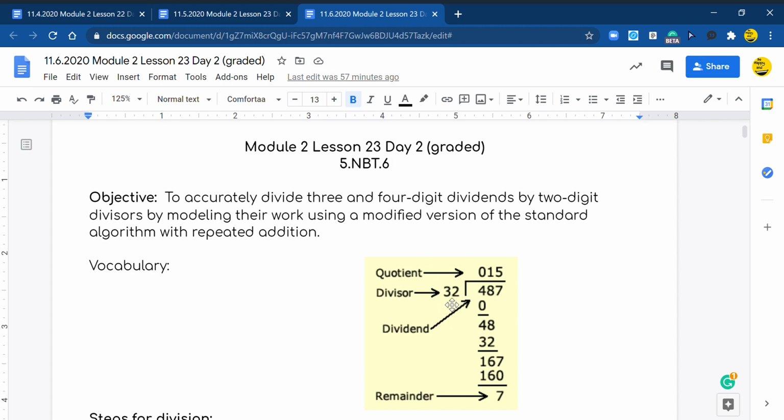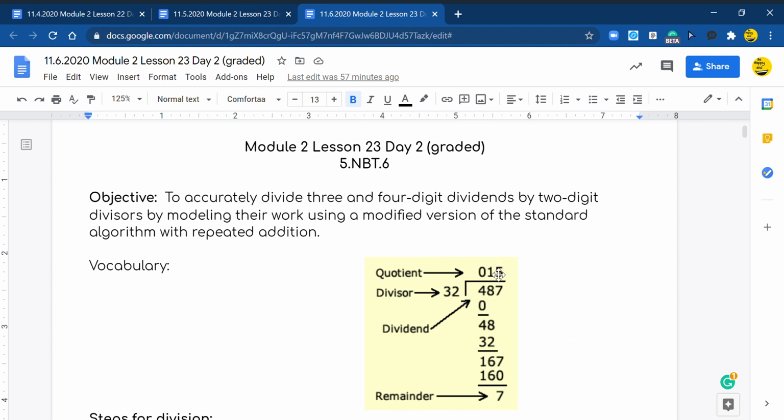Remember, the divisor is how many of our item is in a group. Our dividend is the number on the inside, which tells us how much we have altogether. Once I take out all the groups of our divisors, I might have a leftover. If I have a leftover that can't fit into a group, it's called the remainder.